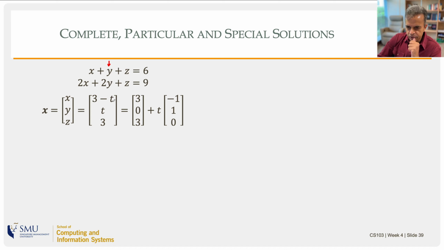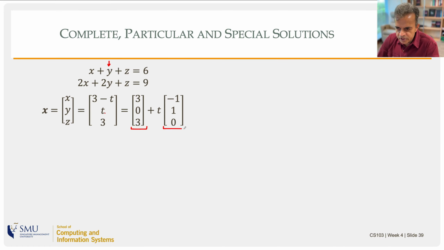I set it to a value t. Then from the first equation, after having solved for z, which was 3, from the first equation, I got x equal to 3 minus t. We saw all that in the previous slide. So finally, I got two components to the equation.